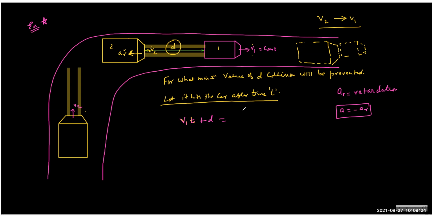So this must be the displacement of the second car, and this we can write as ut plus half At square. Now let's substitute the value. So v1t plus d equals, what is u for car number 2? It's v2, that's the initial velocity, t plus half, what is a? Minus AR. Why? Because it's retardation. In the formula, A represents acceleration, not retardation, so we must write acceleration with a minus sign. I hope this is clear now.